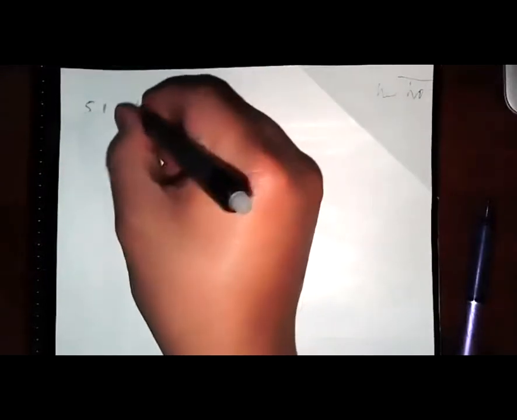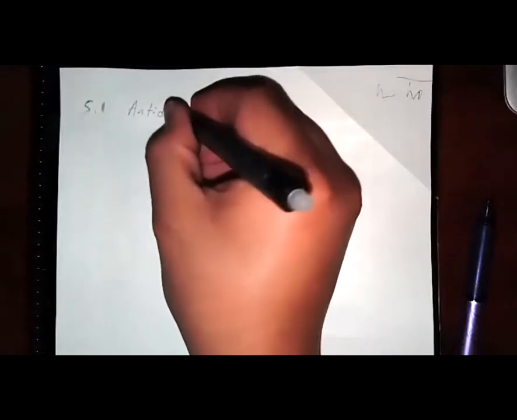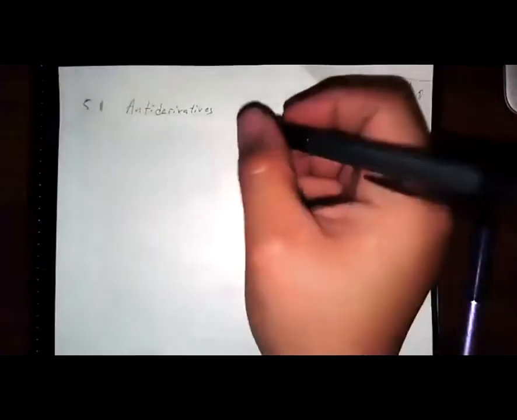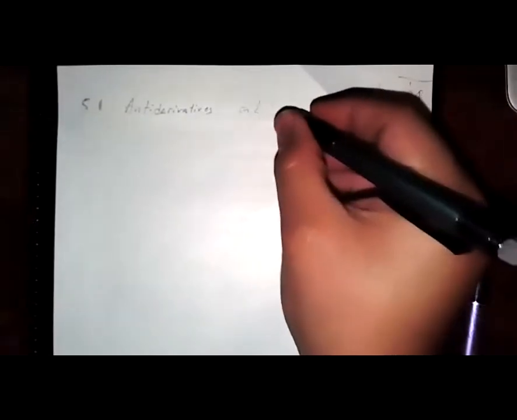Right, so section is 5.1. Antiderivatives. So this is basically the beginning of Cal 2. They'll review this again when you start Cal 2, but they do start here. So antiderivatives and indefinite integrals.